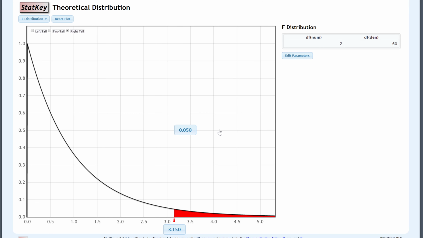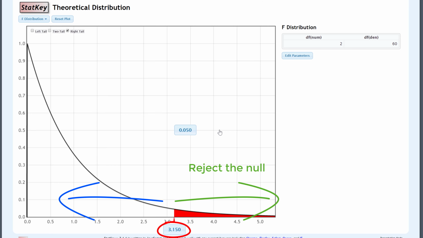So the F critical value for an ANOVA with 2 and 60 degrees of freedom is 3.150. In other words, if our F test statistic is greater than or equal to 3.150, we reject the null hypothesis. If our F test statistic is less than 3.150, we fail to reject the null hypothesis.